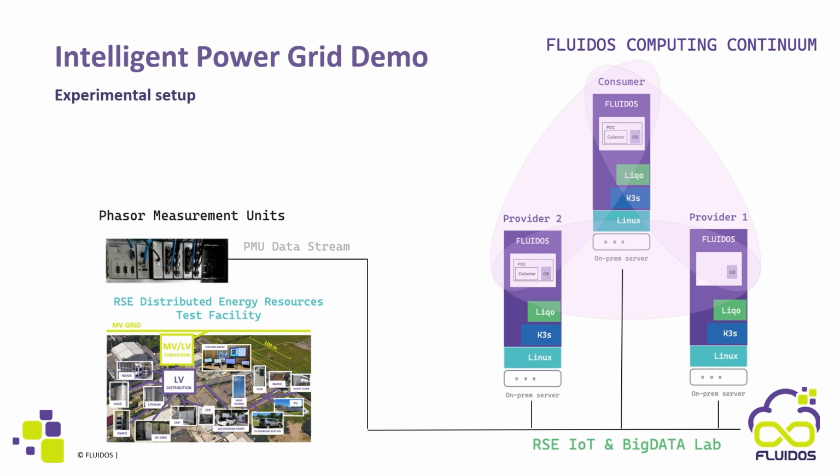Our setup consists of 3 FLUIDOS nodes, each one made by a single node K3S cluster running on a dedicated server. One node will play the role of a consumer and the other 2 as providers. The consumer server utilizes FLUIDOS to acquire resources from the 2 provider servers. The consumer node has the capability to orchestrate and schedule applications across both provider nodes.